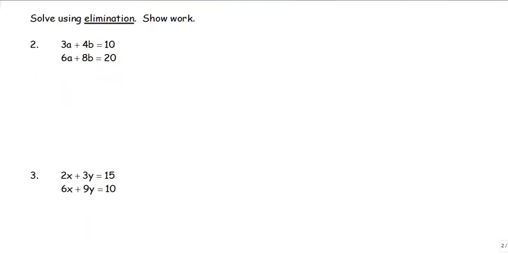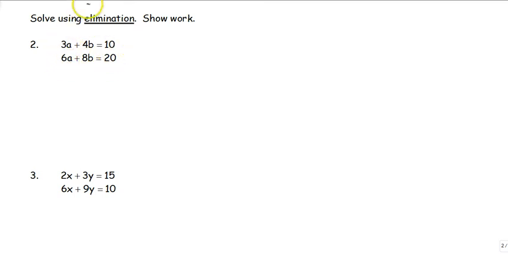My favorite is elimination. It just looks easier. I like doing it more. Basically, you might have learned this as either elimination or linear combination. And so let's see what we have here. We have 3a and 6a, 4b and 8b, 10 and 20.